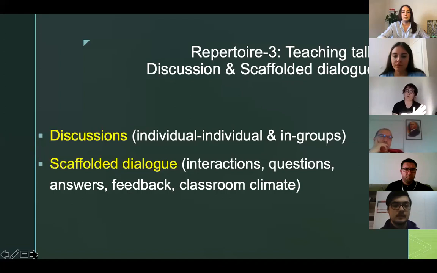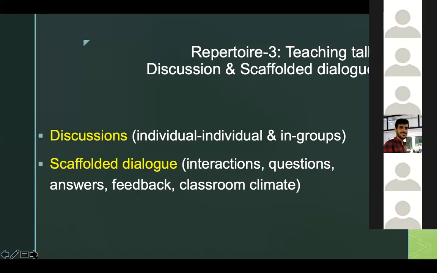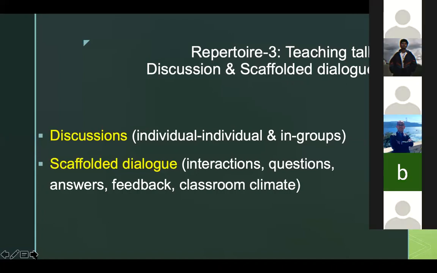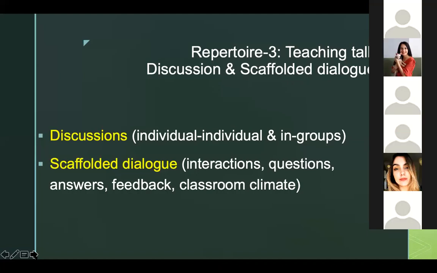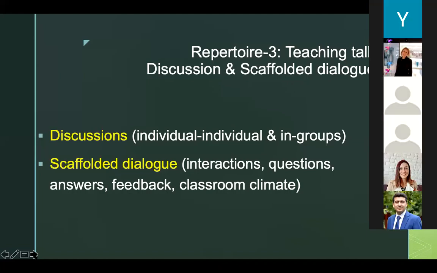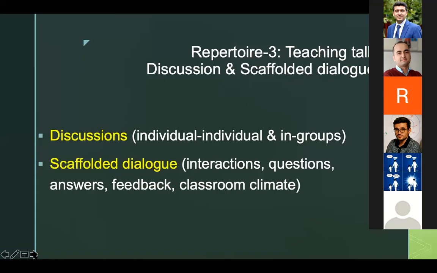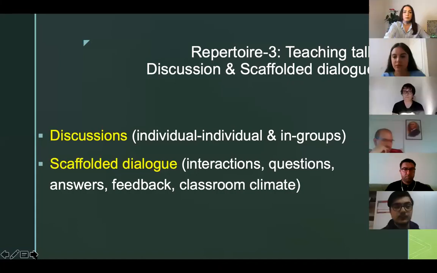Okay, let's go one by one. So what about interactions? Interactions should be built as a team. So cooperation is very important. So we can say that. And what about questions? Questions should be thought-provoking. So teachers should teach some forms of questions like thought-provoking questions, information questions, inferential questions, inferencing questions, okay? So teachers should teach them.